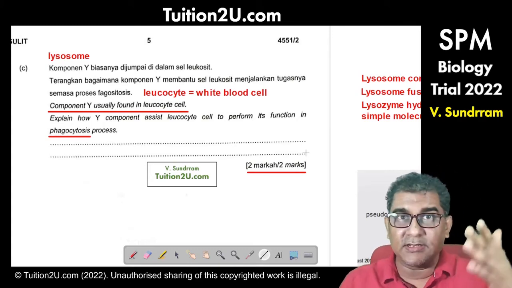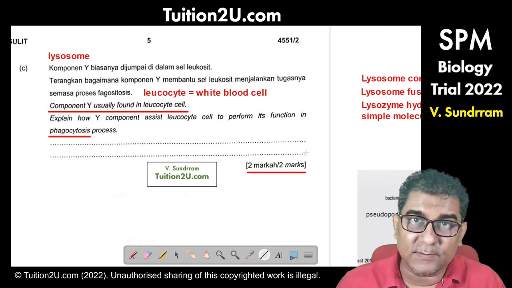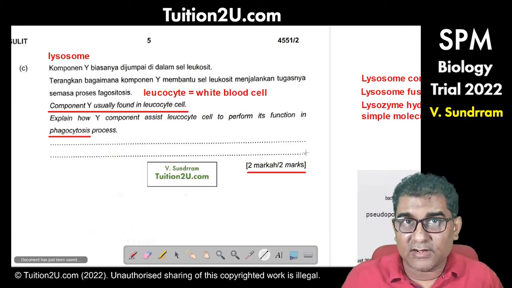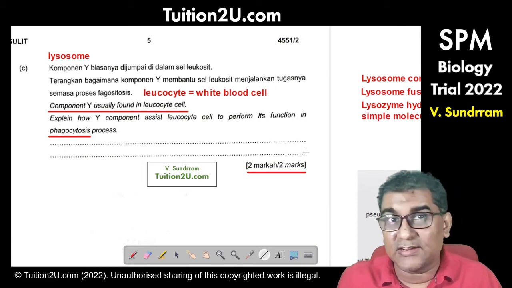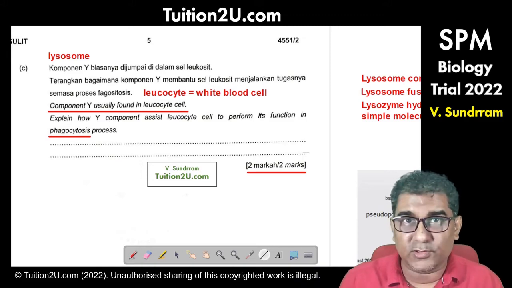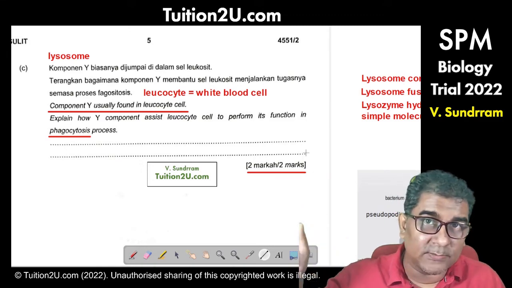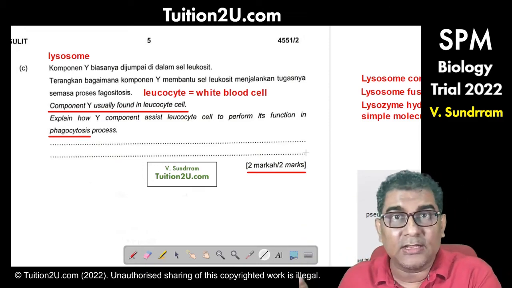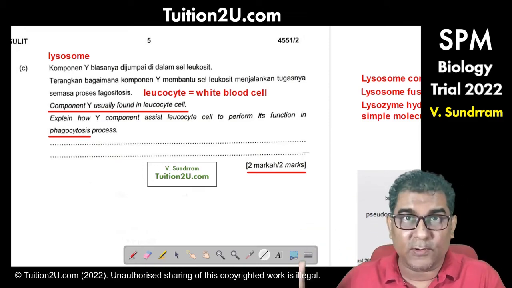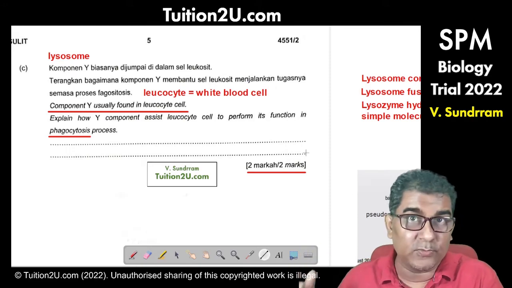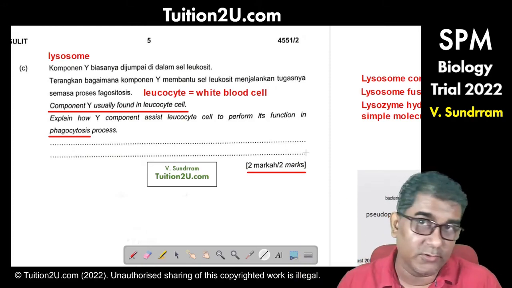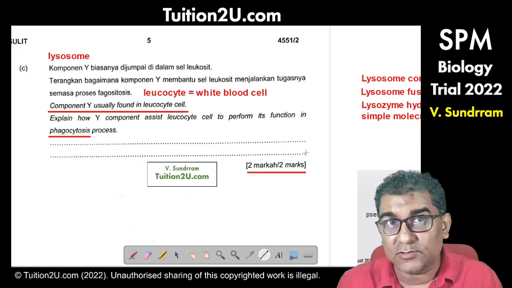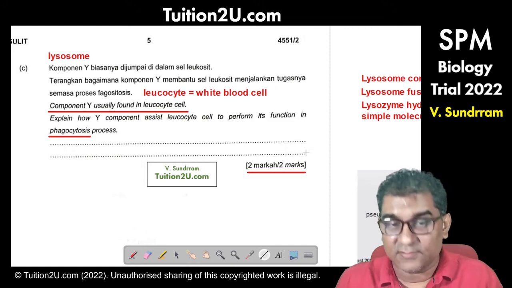I've already mentioned in the previous trial paper, Sekolah Berasrama Penuh, because of the pandemic around us, maybe chapter 11 related to the body defense system is important. In Sekolah Berasrama Penuh, the essay question, the whole question was about the third line of defense. Immune response, third line of defense, types of immunity. I hope you already watched the video.